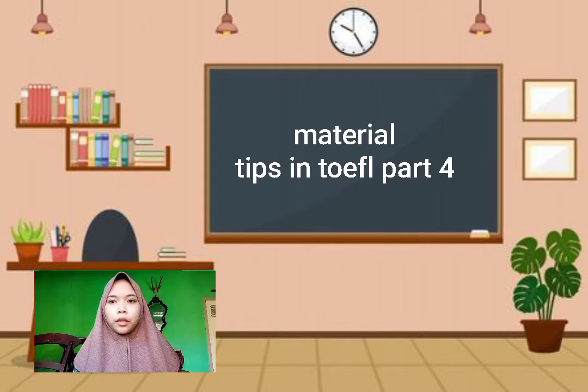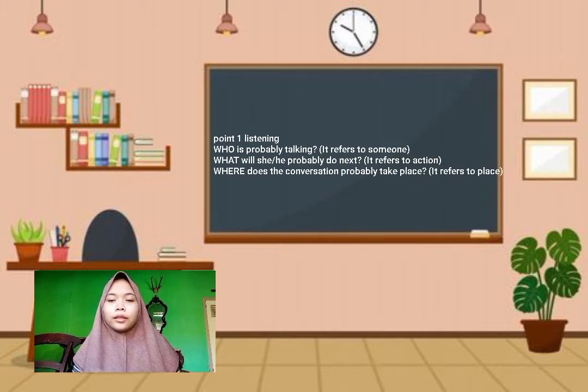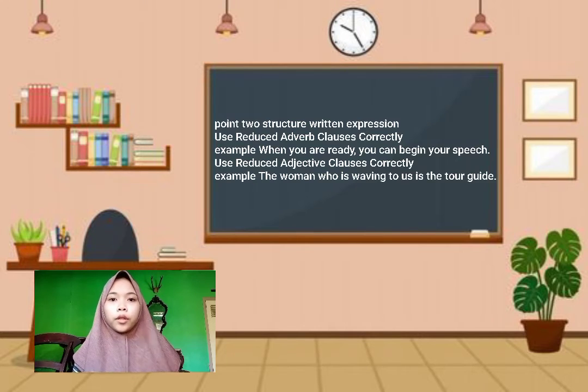Material 4 explain about tips in TOEFL part 4. Point 1, listening. Draw conclusion about who, what, and where. Who is probably talking. It refers to someone. What will she or he probably do next? It refers to action. Where does conversation probably take place? It refers to place.